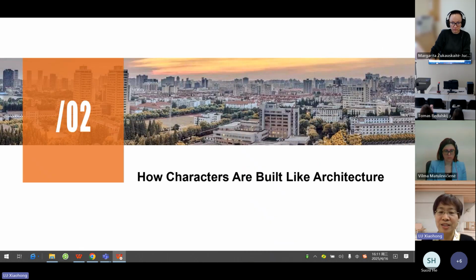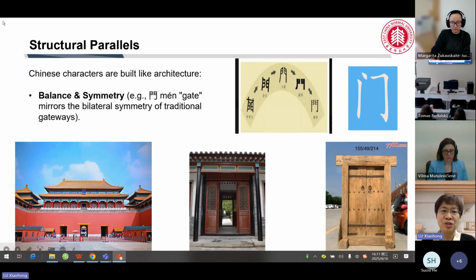So how are characters built like architecture? Just now we had a quick review. First, let's see how Chinese characters are built like architecture. When we say it's built like architecture, we mean it has structural parallels.